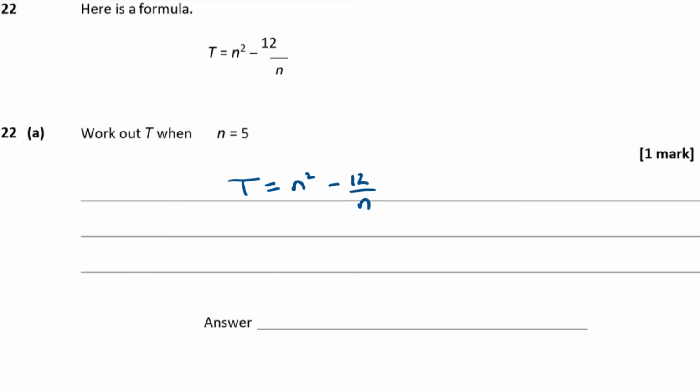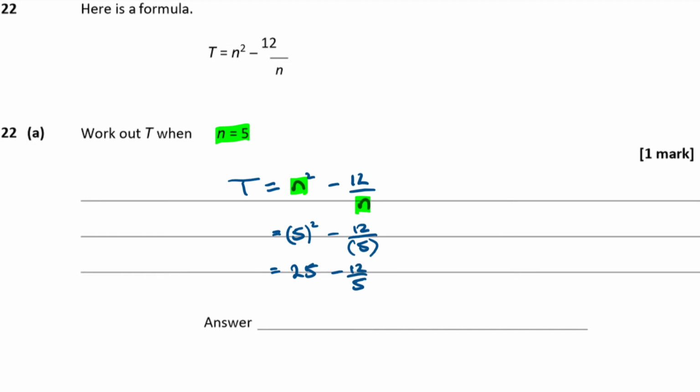So what we're going to be doing is replacing each of our n's with the value of n. N is equal to 5. Okay? So subbing those in, that's going to give me 5 squared minus 12 over 5 down there then, isn't it? Let's just simplify that a little bit for ourselves. So 5 squared, that's 25 minus 12 over 5 then.